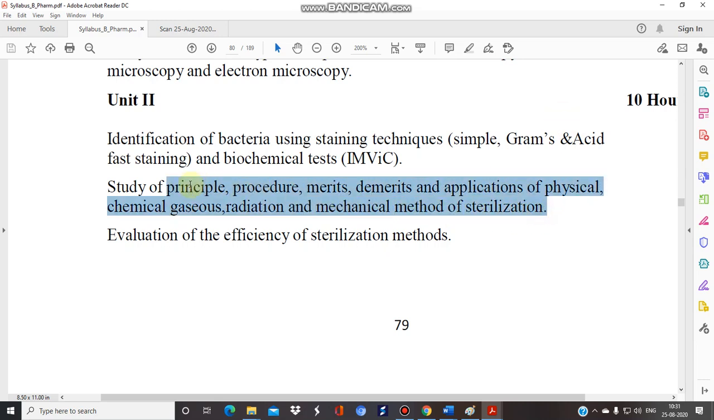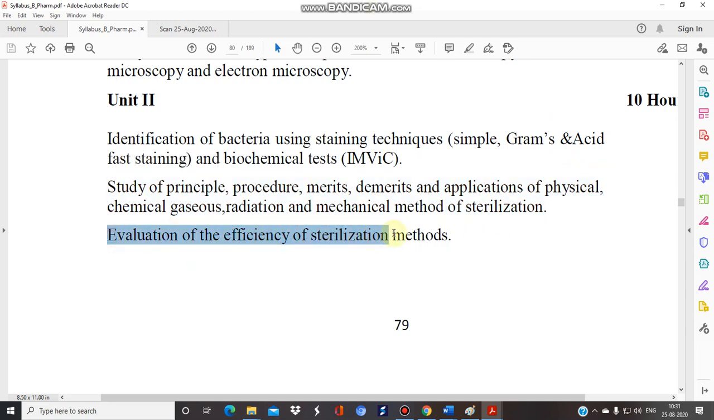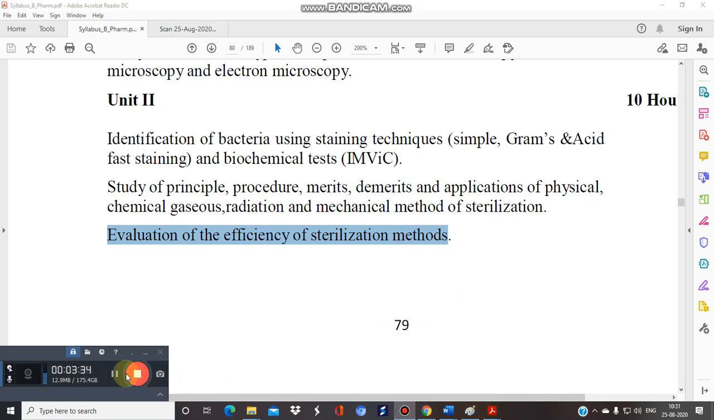Okay, so far we have covered this topic as per your syllabus, and in the next video we are going to cover this part, that is the evaluation and efficiency of the sterilization methods. How efficient are the physical methods, or the chemical or gaseous sterilization methods, or the mechanical method? So I hope this is clear. See you in the next video. Thanks for your patience and listening.